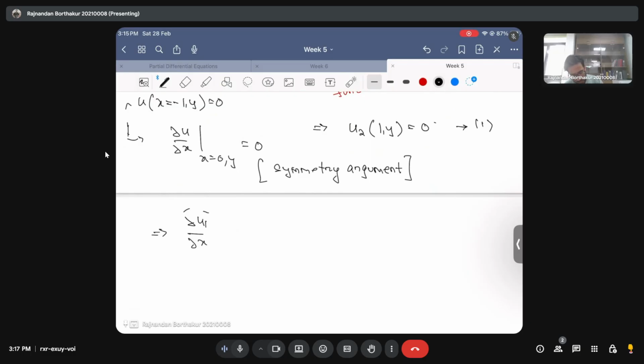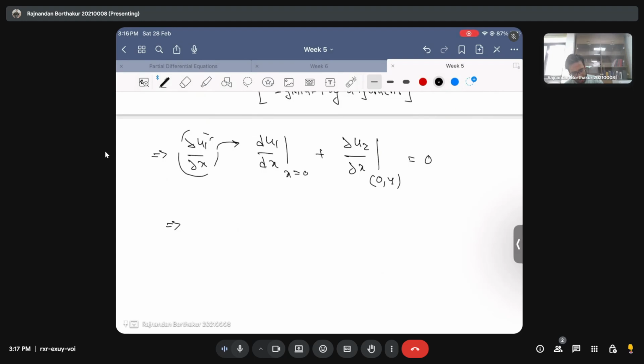I can then write this boundary condition as del u1 by del x, but I know that my del u1 by del x will simply be equal to du1 by dx, because u1 is just a function of x, at x equal to 0, plus del u2 by del x evaluated at x equal to 0 comma y. This is equal to 0. And then, the same argument, since this function is a function of y and this is just a constant, it means that my del u2 by del x at x equal to 0 comma y is equal to 0.